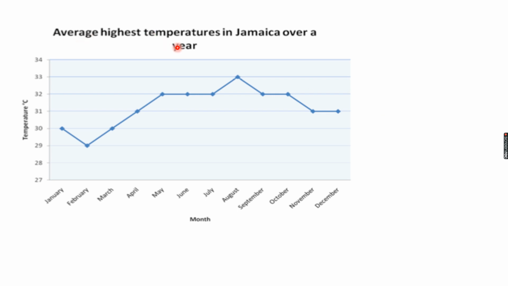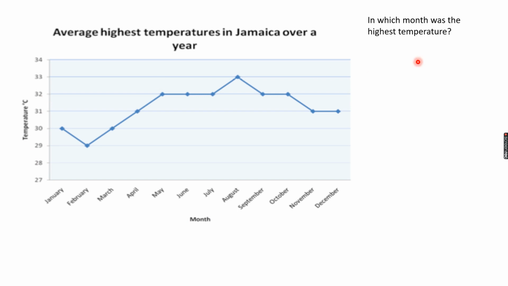Average highest temperatures in Jamaica over a year. The title is the one that I just read. Temperature in degrees Celsius and month, they are the labels. Here, 27, 28, 29, and so on, this is the scale.